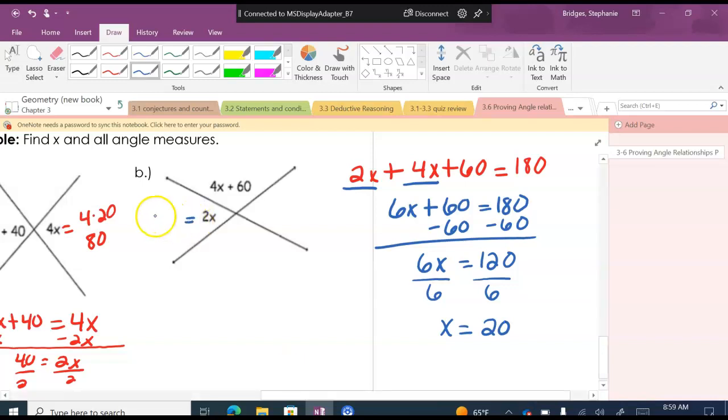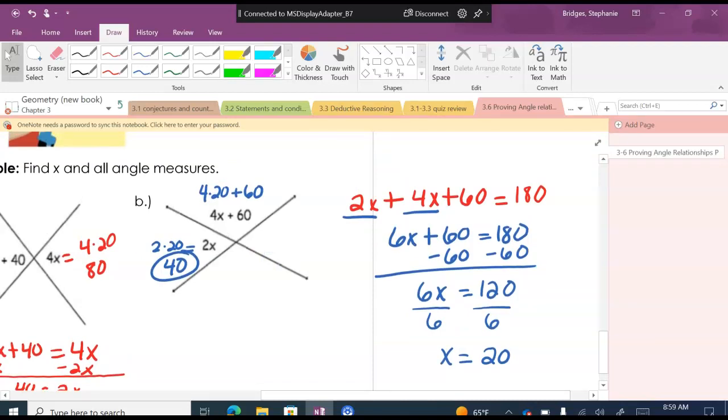So what is 2 times 20? 40. Okay, so that's one of them. And then I'm going to go 4 times 20 plus 60. Or I could just do 180 minus 40. That would work too. 4 times 20 is 80 plus 60, which gives me, do those two add to give me 180? Okay.